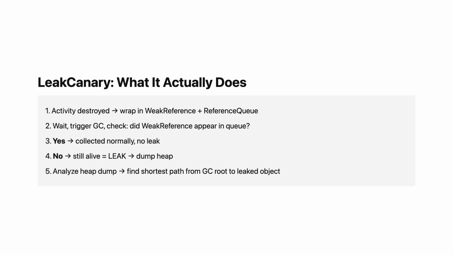If the garbage collector collects the object, the weak reference shows up in the queue. LeakCanary waits a few seconds, triggers a GC, and then checks: did the reference show up in the queue? If yes, great, the object was collected, no leak. If no, the object was not collected, which means something is still holding a strong reference to it.